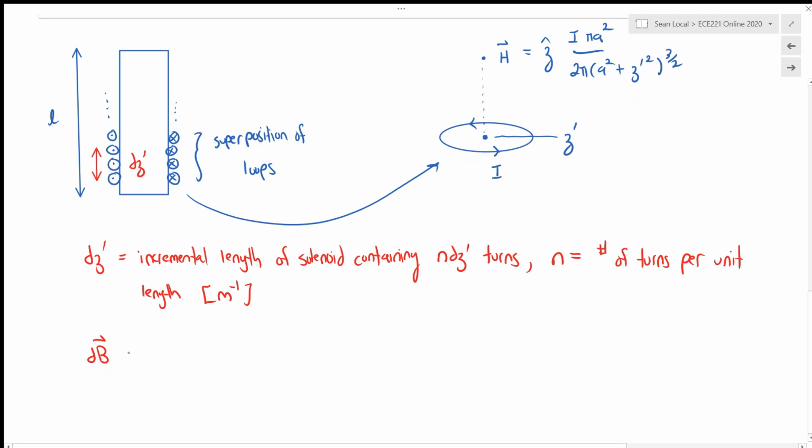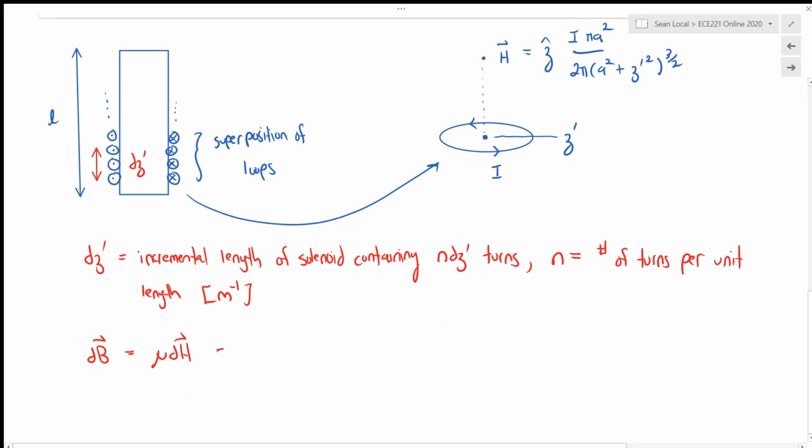And dB is just related to dH through our constitutive relation, which we discussed before. And we have a formula for H shown on the upper right. So here we're going to replace, that's for a single loop, but obviously we have multiple loops here. We have N dz prime loops. So we need to make a modification to that.